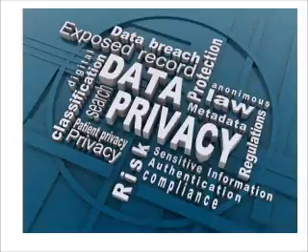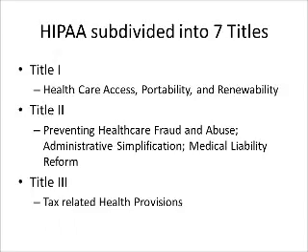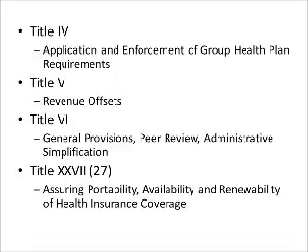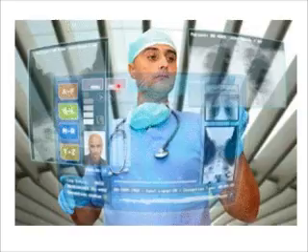HIPAA is subdivided into 7 titles. Title 1 is Health Access, Portability, and Renewability. Title 2, Preventing Healthcare Fraud and Abuse, Administrative Simplifications, Medical Liability Reform. Title 3, Tax-Related Health Provisions. Title 4, Application and Enforcement of Group Health Plan Requirements. Title 5, Revenue Offsets. Title 6, General Provisions, Peer Review, Administrative Simplifications. And then Title 27, Assuring Portability, Availability, Renewability of Healthcare Coverage.